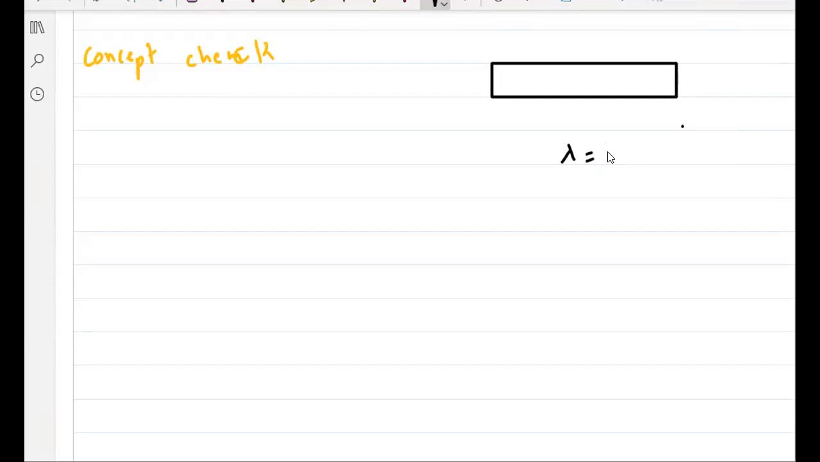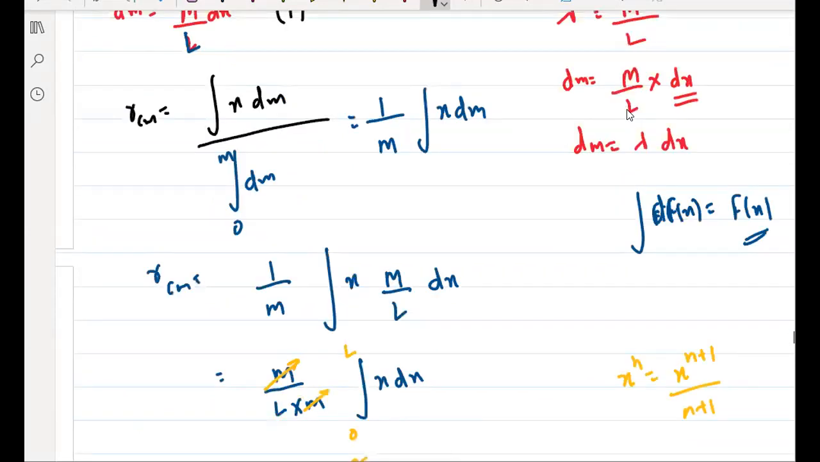Lambda is varying with respect to length. So lambda is 5x plus 3. This is the value of lambda. Lambda is varying with x, and the length of this rod is suppose L. Then find the center of mass. Find RCM in this case. Here lambda is not constant. In the earlier case, lambda was constant, M by L was constant, so we took it outside.